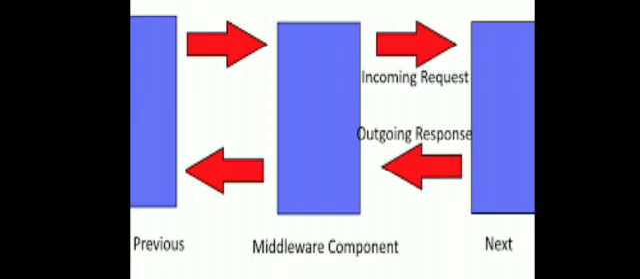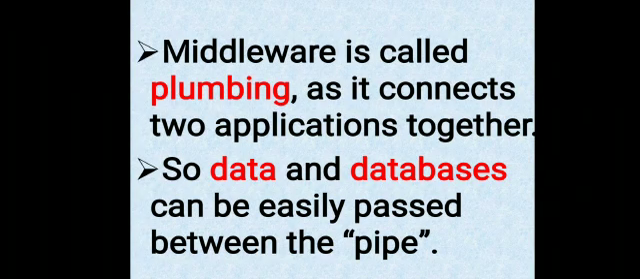This is an example of middleware components. Middleware is also called plumbing, as it connects two applications together. So middleware connects what? The two applications. We will see in the next picture how they are connecting. It connects two applications together, so the data and databases can be easily passed through the pipe.